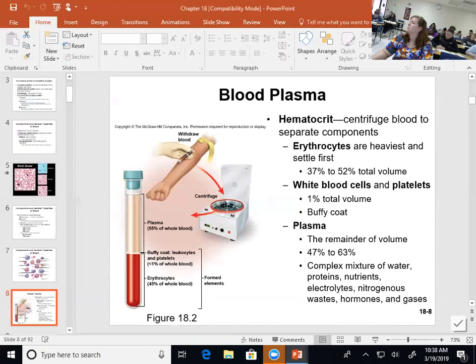And they're going to be actually on top of these red cells when you spin them down. It's called the buffy coat. But they don't really add a significant amount to the hematocrit. The hematocrit is really what? Erythrocytes. All right, now, here's what I want you to realize that this is doing for you.